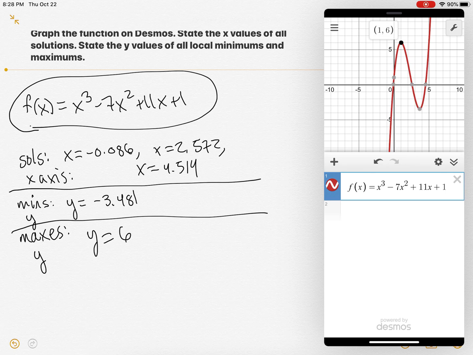There was one point I didn't click on, which was the one on the y-axis. That's called a y-intercept. We typically don't get too concerned about those, so ignore a y-intercept unless it happens to also be a min or a max or a solution. Let's try one more.